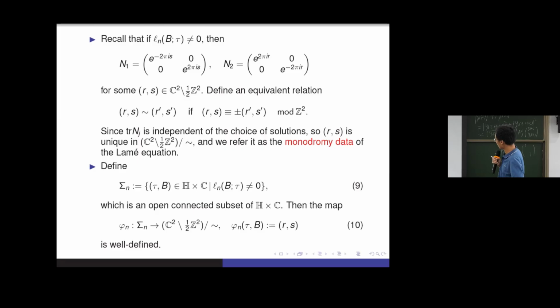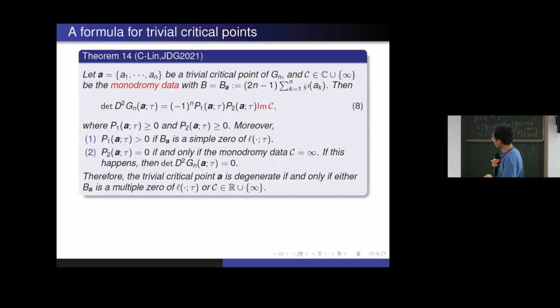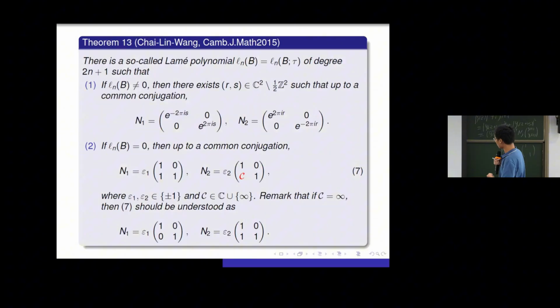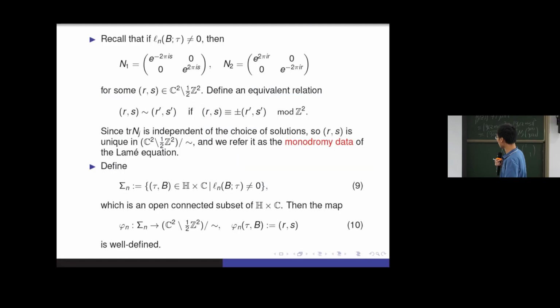So we got a map from tau, B to the monogeomy data R and S. Given a tau and a B such that B is not a zero of the Lamé polynomial, then you get the monogeomy matrix in this way. So you get RS. So you got a map from tau, B to R and S.